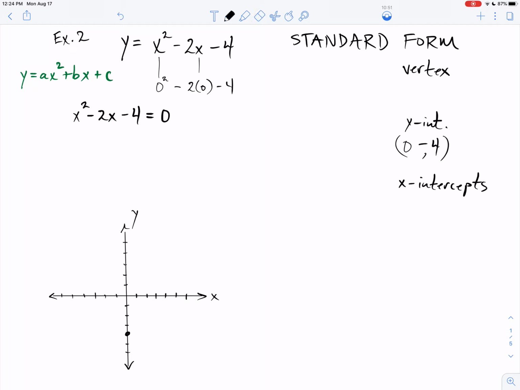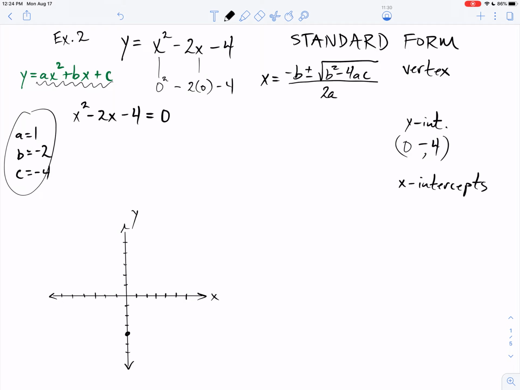What you can do is say, my A value is 1, my B value is negative 2, my C value is negative 4. I could use something called the quadratic formula. Just in case you forgot, it's x equals negative b plus or minus the square root of b squared minus 4ac, all divided by 2a. Quadratic formula, because we're in standard form. When we see this kind of setup, that's what we're going to use probably.